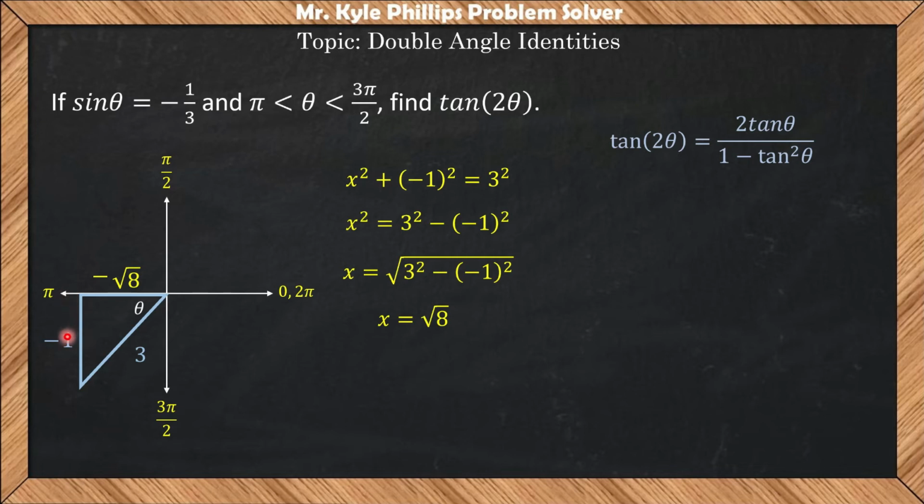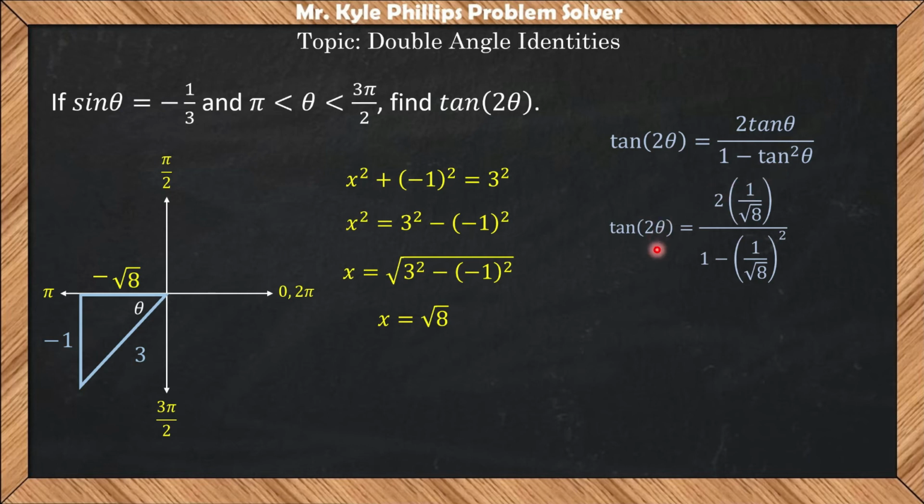Now that I have the opposite and the adjacent leg, I'll come over here and I'm ready to start filling in my ratios. So tangent is the opposite over the adjacent. So if I come over here to my reference angle, that's the same as saying negative 1 over negative root 8, which is a positive ratio, which is why it's positive here. And then in the bottom, you use the same ratio, we just square it.